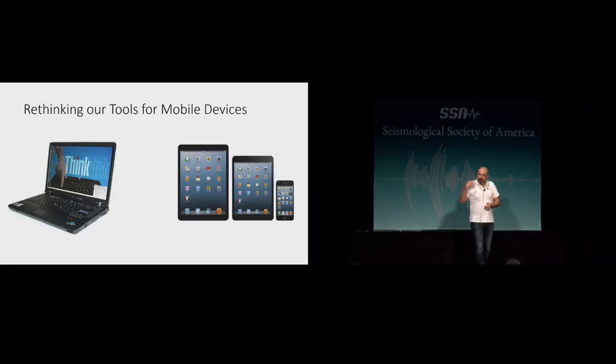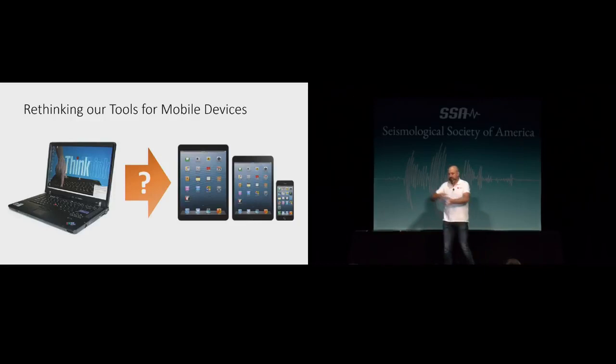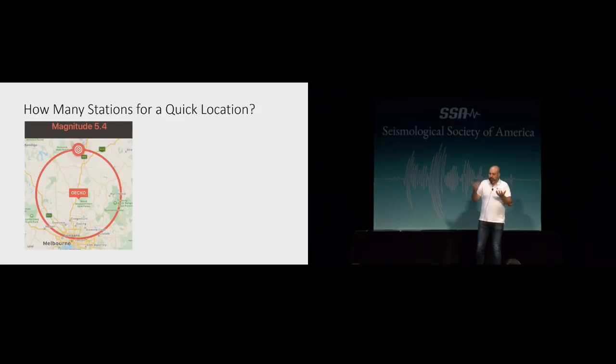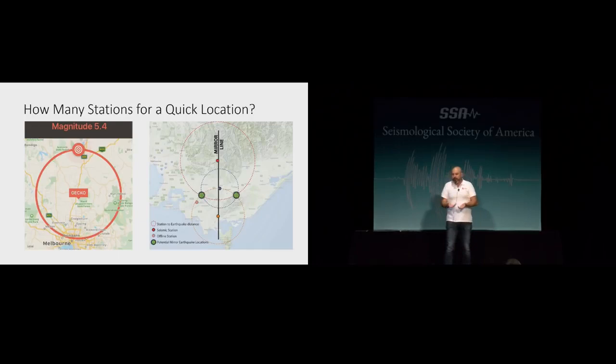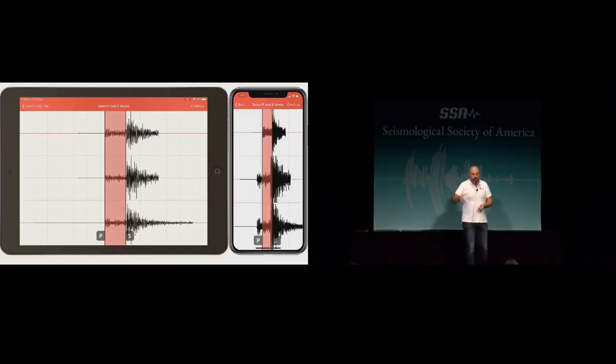So, we're moving from laptops to portable devices. How do we more quickly locate earthquakes? So we came up with an idea. Can we use one station to locate an earthquake? Well, we know we can, but can you do it efficiently? So you pick a P and an S, you've got a distance to an earthquake, but then you have multiple stations, so you don't really know exactly where it is. So what if we just pick one P and one S? We get that distance to the earthquake, but then what if we move the earthquake around that radius and see how it affects all the other seismograms?